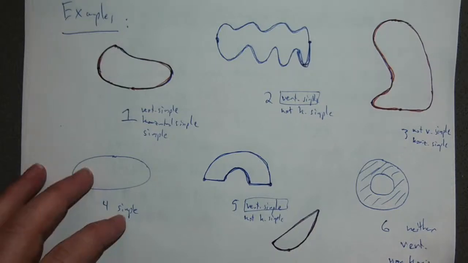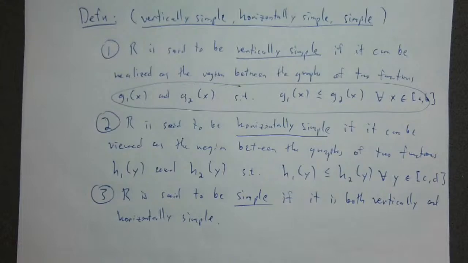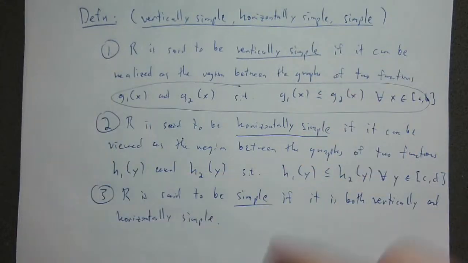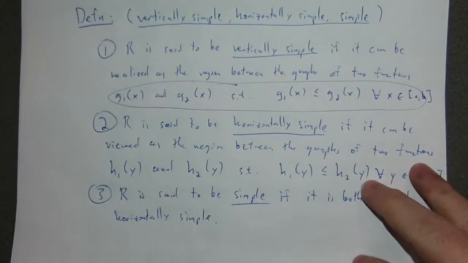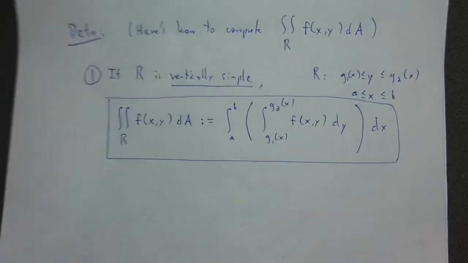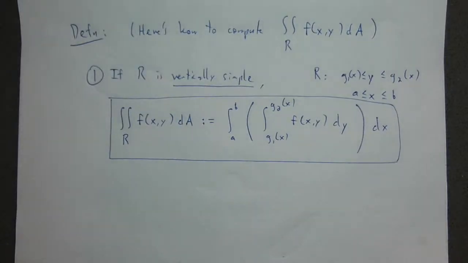Okay, so the idea here is that writing this region as a vertically or horizontally simple region is exactly the thing that allows us to compute this double integral. Why do we want to compute the double integral? This is the thing that tells us the volume that we want to compute, right? So the volume bounded above by the graph of the function and below by the xy plane on that region R, right?